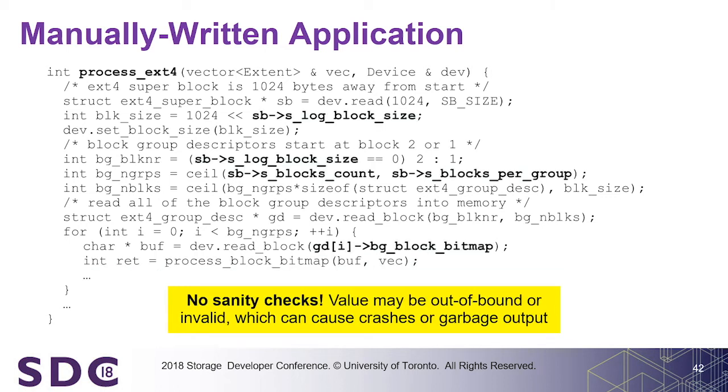Also, to fit this function on the slide, we have shown it without any error checks. In practice, these checks are easy to accidentally omit. In that case, any error during the traversal or corruption in the file system could cause unexpected behavior in the program, including crashes or garbage output.